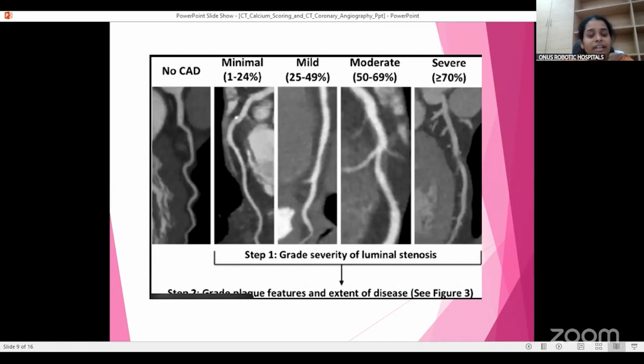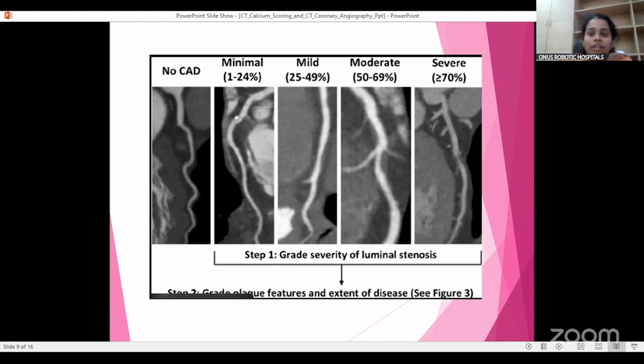We call it CAD-RADS. If the CAD-RADS is 0, there is no detectable plaque. If the percentage is 1 to 25, it's called minimal. 25 to 49, it's mild. Above 50 but less than 70, it is called moderate. And more than 70, it's severe stenosis.